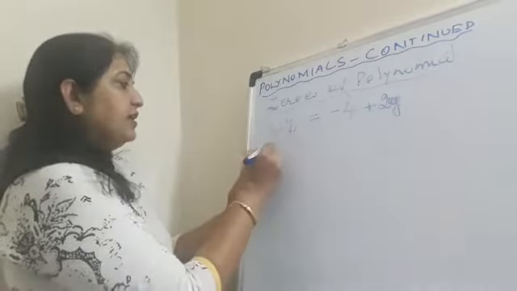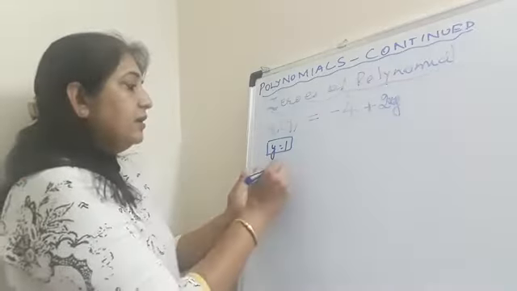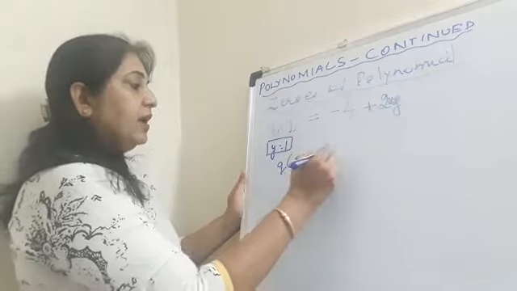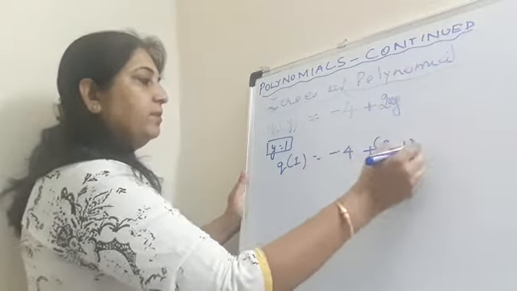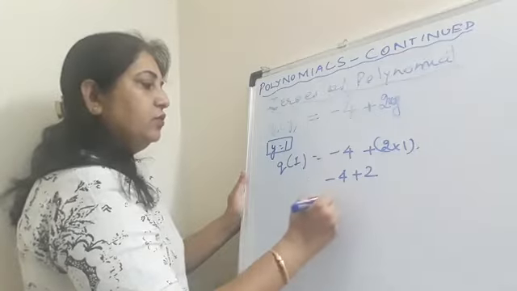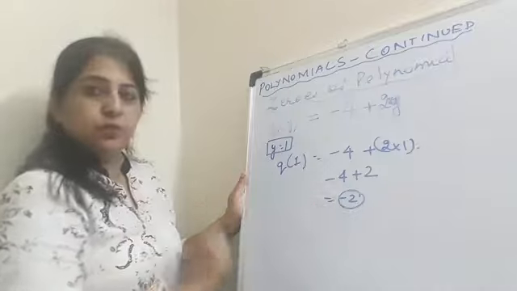So let us first take y equals 1. If I take y is equal to 1, it will be q(1) and minus 4 plus 2 into 1, that will be minus 4 plus 2, which will give you minus 2. So when I substitute 1, I get minus 2.